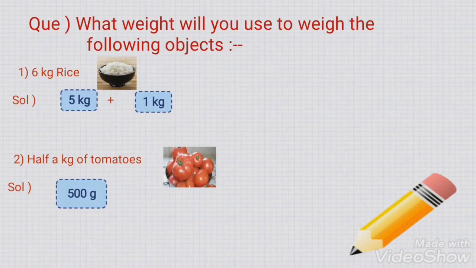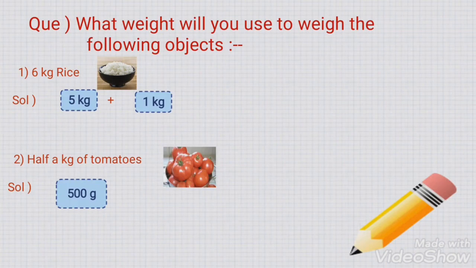Moving on to the next question. What weight will you use to weigh the following objects? There are a fixed standard of weight measurements, like first one 6 kg rice. So we cannot directly keep a weight of 6 kg. There is a 1 kg weight, 5 kg weight, 2 kg weight, 500 grams, 200 grams, 50 grams, like this. So you have to use a combination of them for the following given weights.